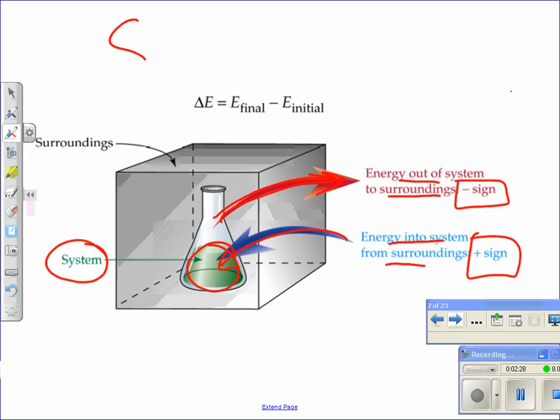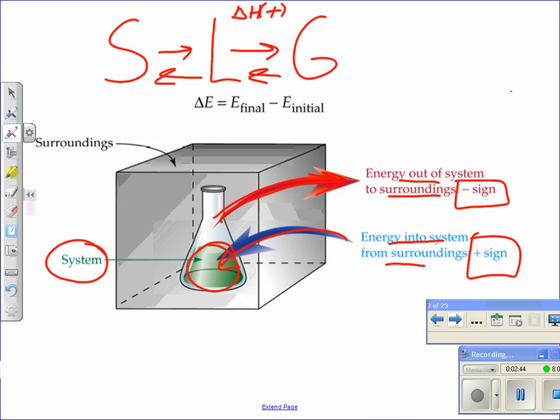Remember the SLG rule: solids, liquids, and gases. If you go from a solid to a liquid or from a liquid to a gas, in order to do that, you have to add energy. So the delta H value, or heat, is added. It's positive. If you go from a gas to a liquid or a liquid to a solid, we say the delta H value, heat is being released, so it would be exothermic, and the delta H value would be negative.